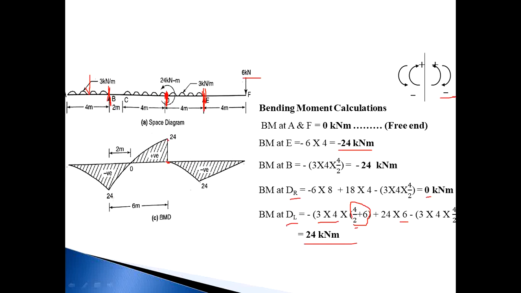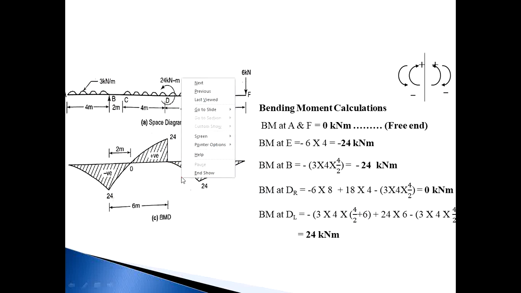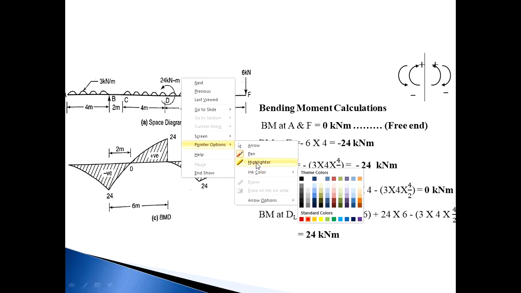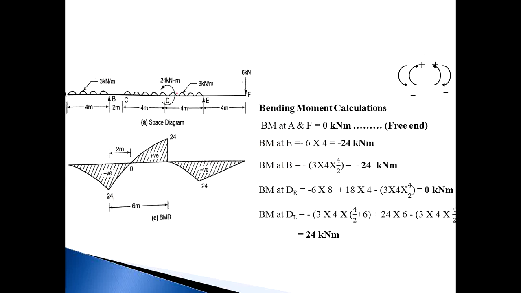And DE is the span having a UDL. So you should draw a parabolic curve. Okay, then next, at point DL, the answer is 24 kilonewton. So we already marked the point, and at point D there is a moment. Where a moment is acting on the beam, the BM diagram changes vertically, and that is a vertical straight line.